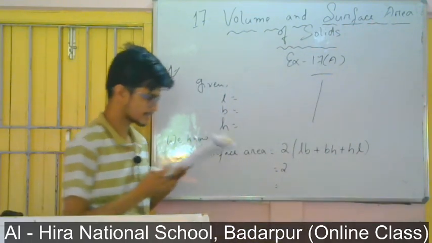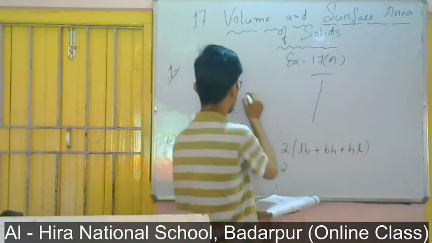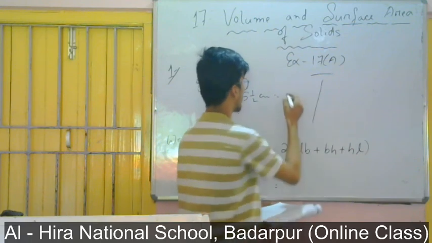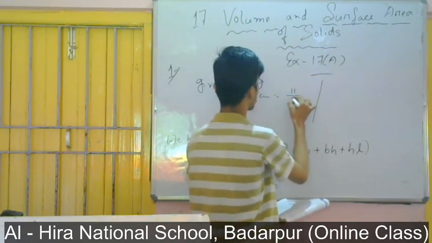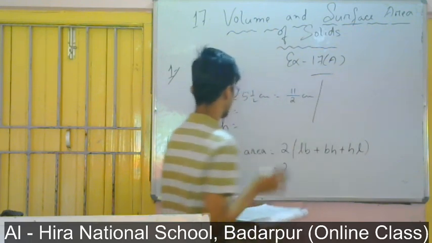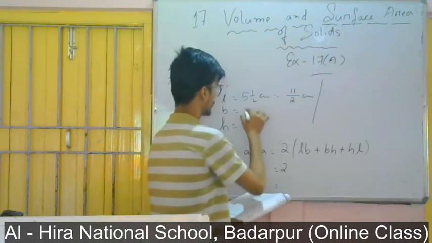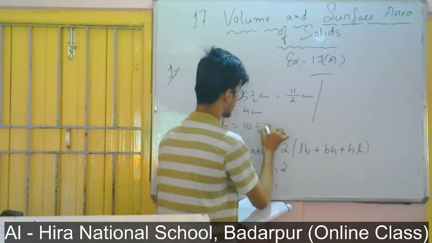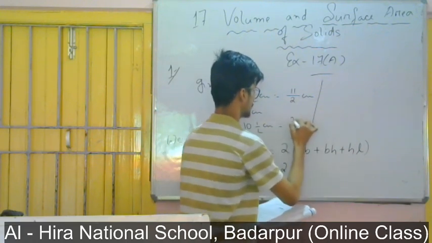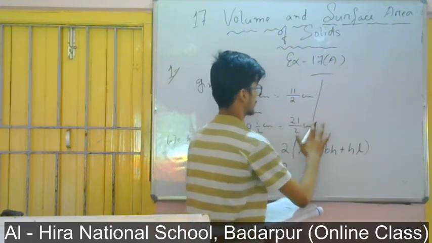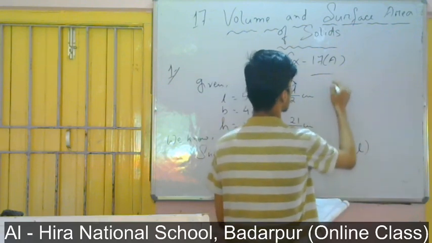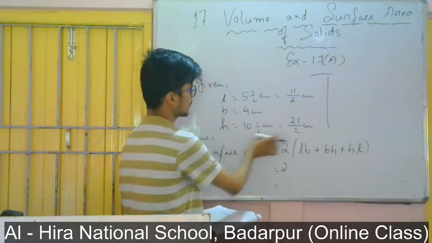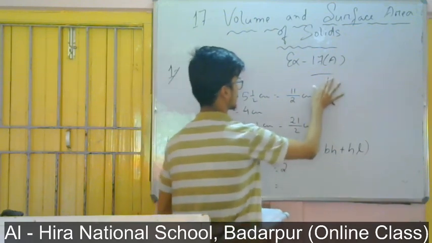So here length it is given 5.5 centimeter, which I can write as 5 into 10 and 1, 11 by 2 centimeter. So length will be this one. Breadth here it is 4 centimeter. Then this one 10.5 centimeter, which will be equals to 21 by 2 centimeter.